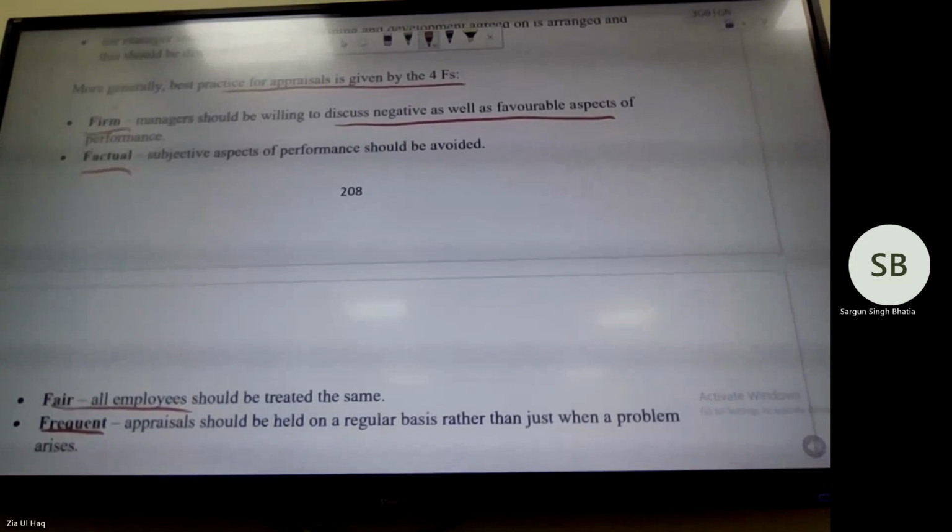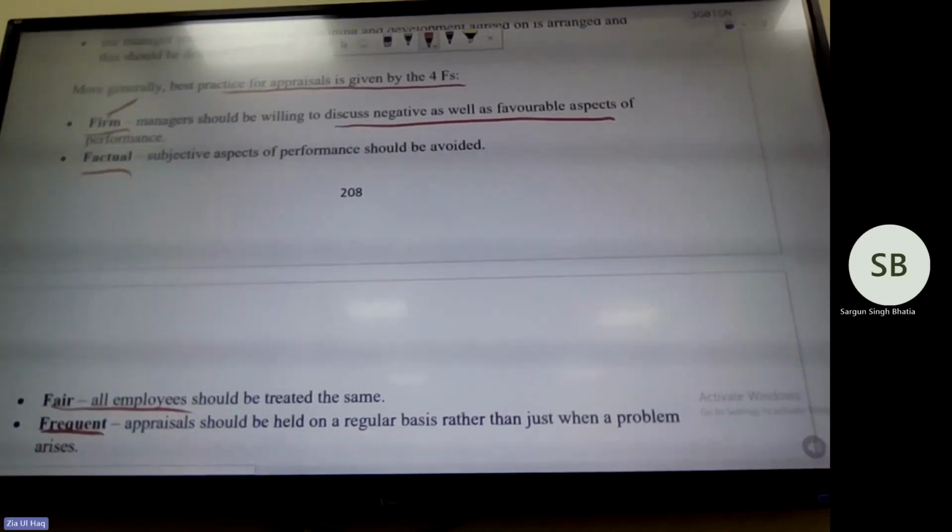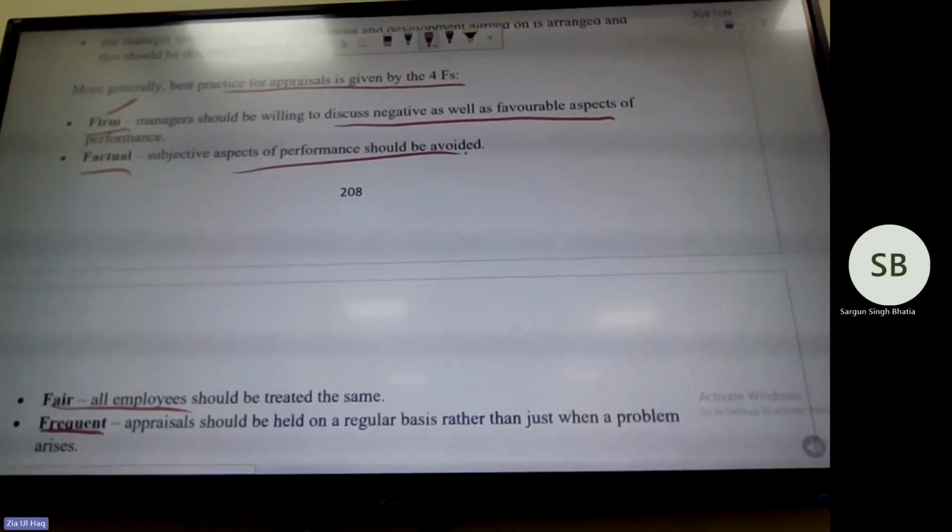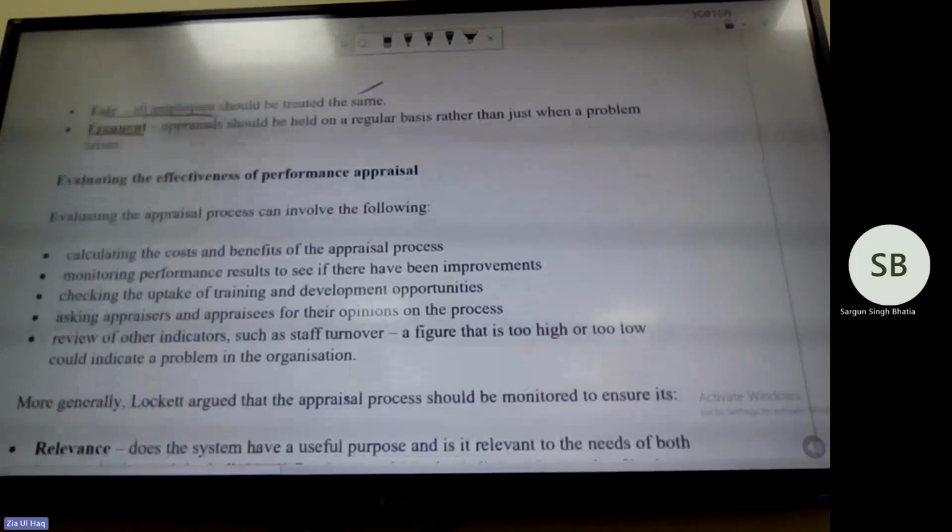It should be firm, highlighting both positive and negative aspects. It should be based on factual results, should be fair, meaning no bias, and should be frequent, meaning done on a regular basis.